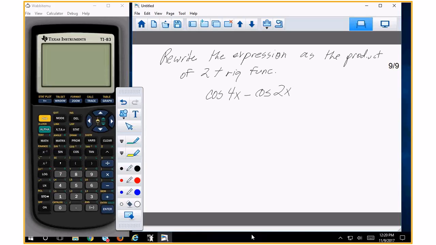Cosine A minus cosine B is equal to negative 2 sine A plus B over 2 times sine of A minus B over 2. Yes, cosine, cosine, there it is. They name them different ones on different pages. What you're looking for is cosine of A minus cosine of B. And that's equal to negative 2 sine of A plus B over 2 times the sine of A minus B over 2.